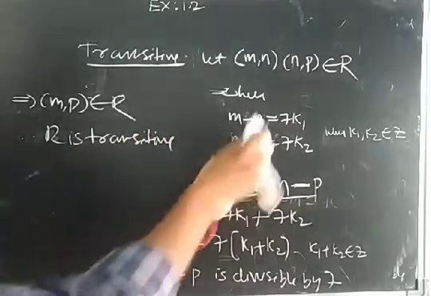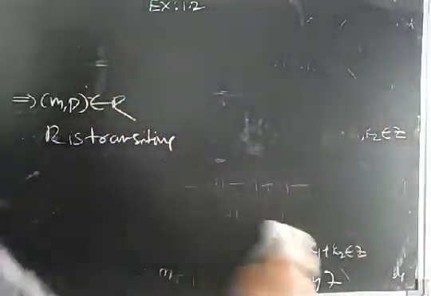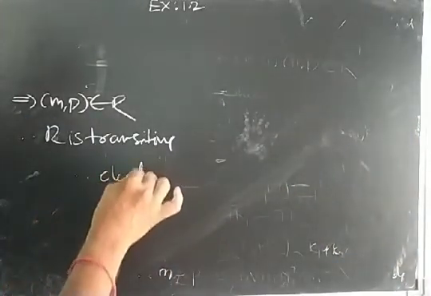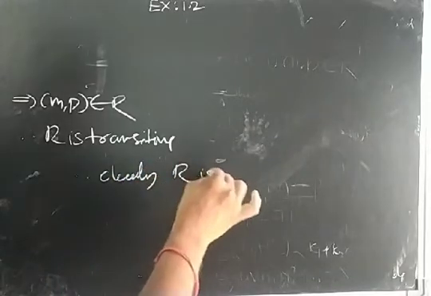So R satisfies reflexive, symmetric and transitive also. Therefore we can write clearly, R is an equivalence relation.